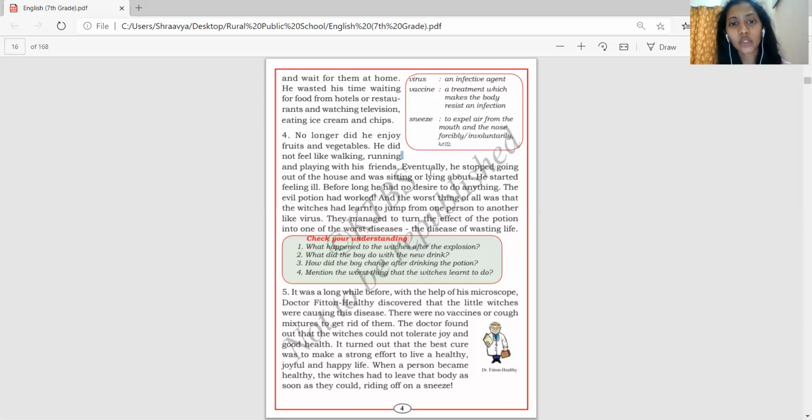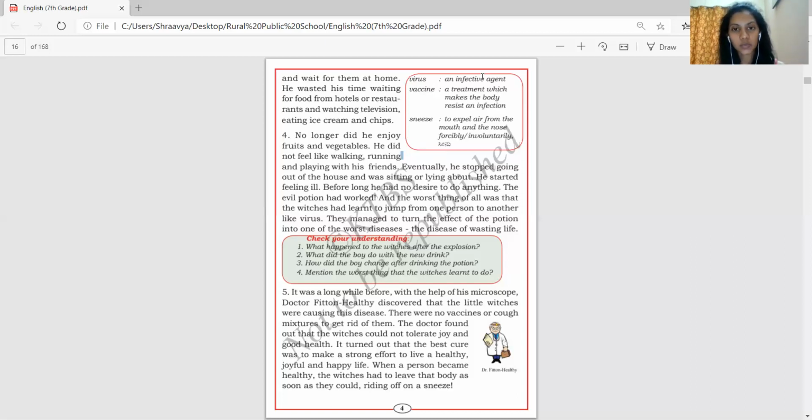Before long, he had no desire to do anything. So what happened? What the witches wanted, that started to happen, correct? The evil potion had worked. And the worst thing of all was that the witches had learned to jump from one person to another like virus. So we've been hearing about coronavirus, correct? Which transfers from one person to another. Here we can see an infective agent.